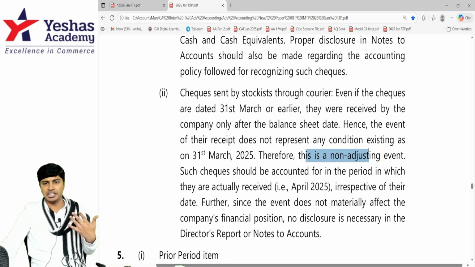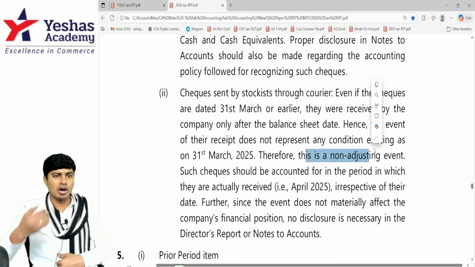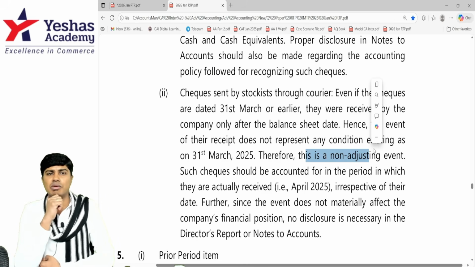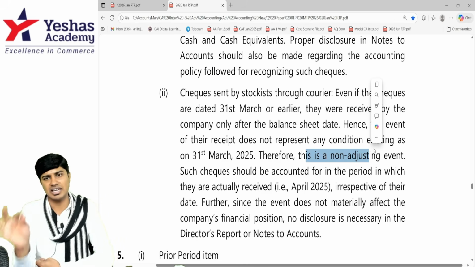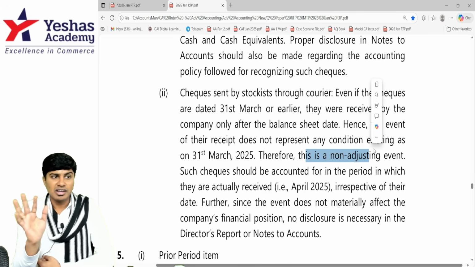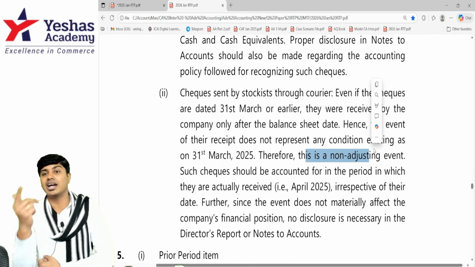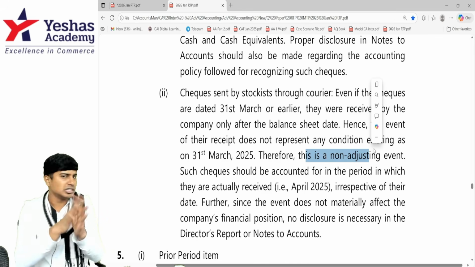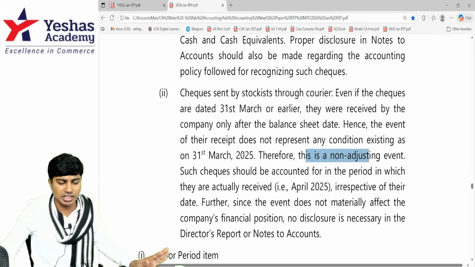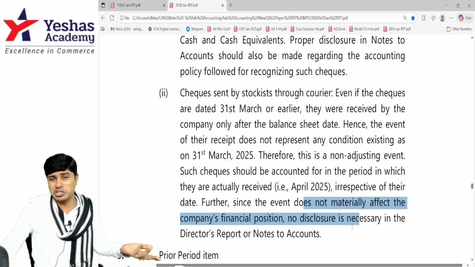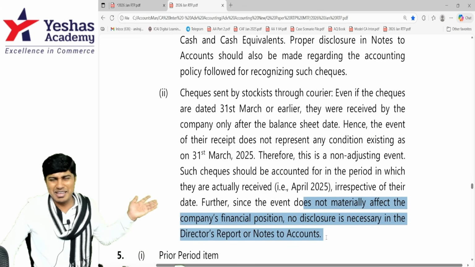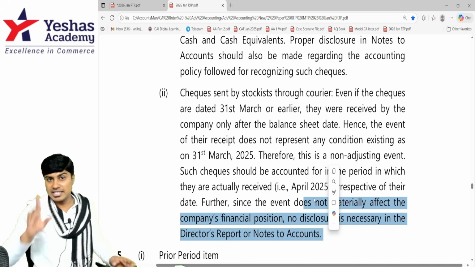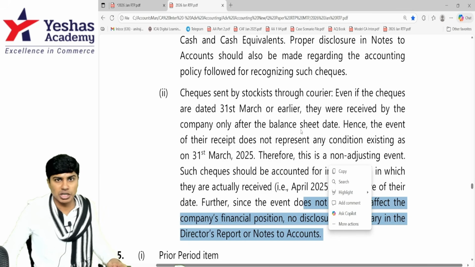This is a non-adjusting event. So either the company directly or its employee should have collected the cheque before 31st of March. Then we can reduce it from our debtors asset and write that cheque as cash and cash equivalent. If the cheque is sent through courier and the courier guy has it on 31st of March, we've not got our hands on the cheque before 31st March, then we cannot record it. It's a non-adjusting event. If it is material, we can disclose it in our financial statements. If it is immaterial, there is no disclosure needed with regard to this item. This is the question on Accounting Standard 4, question number 4.